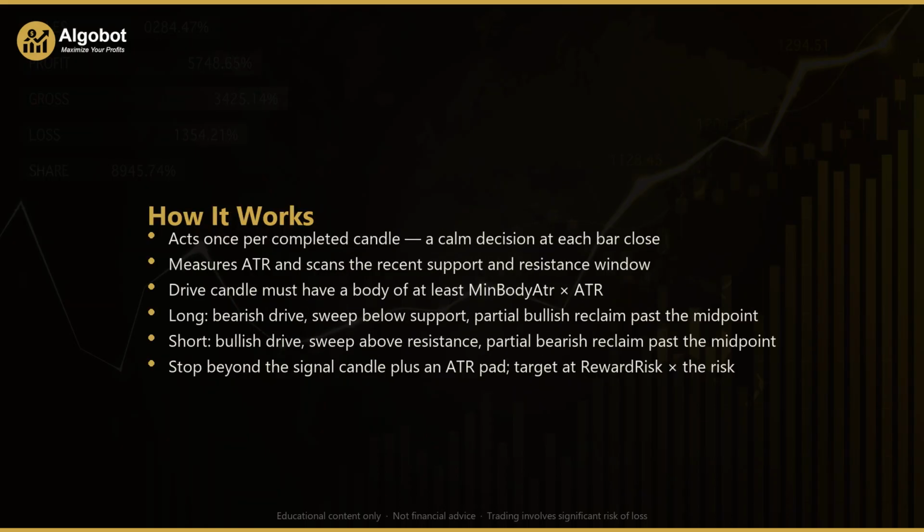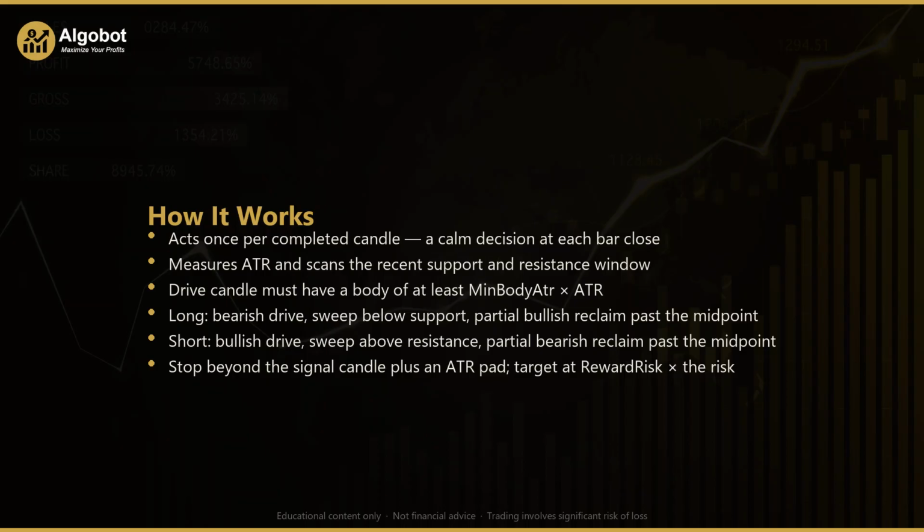Let's walk through the precise logic the EA follows, step by step. The strategy only acts once per completed candle, so it makes a calm, deliberate decision at each bar close rather than reacting to every tick. First, it gathers its raw materials. It calculates the average true range over the chosen period, which by default is 14 bars. It then scans a look-back window of recent candles, 12 by default, to find the most recent support, the lowest low, and the most recent resistance, the highest high, in the bars just before the signal candle.